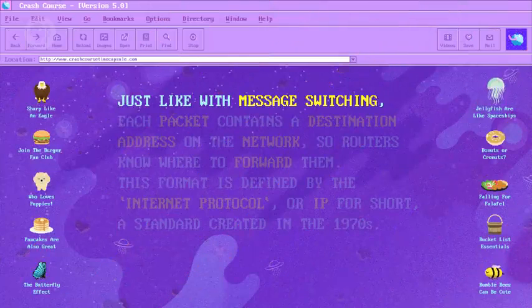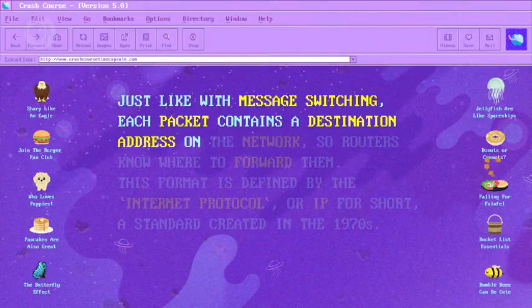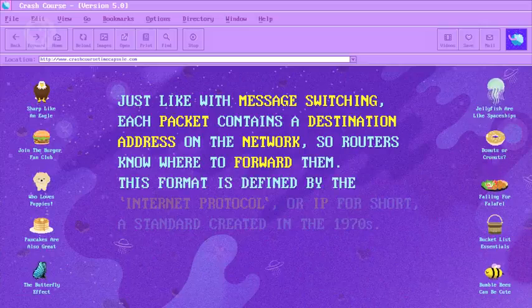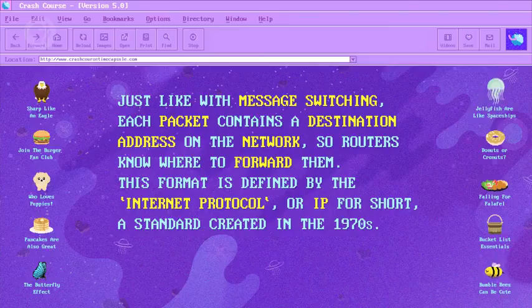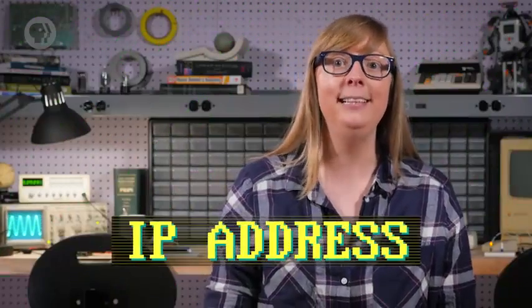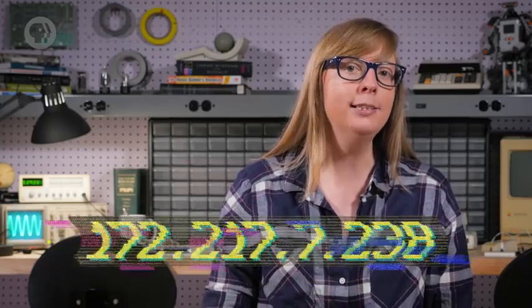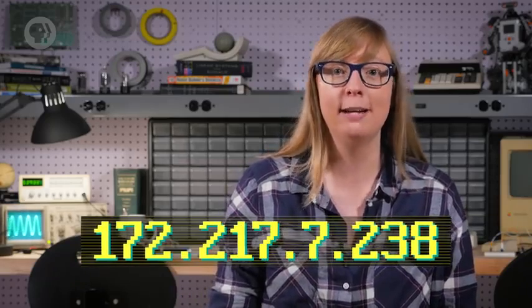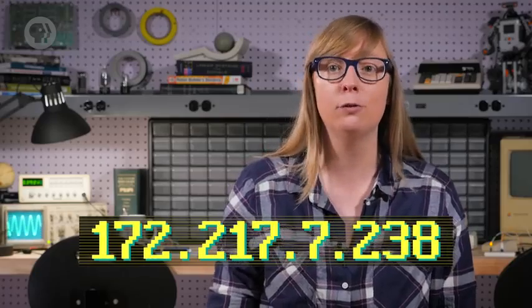Just like with message switching, each packet contains the destination address on the network, so routers know where to forward them. This format is defined by the Internet Protocol, or IP for short, a standard created in the 1970s. Every computer connected to a network gets an IP address. You've probably seen these as 4 8-bit numbers written with dots in between. For example, 172.217.7.238 is an IP address for one of Google's servers.